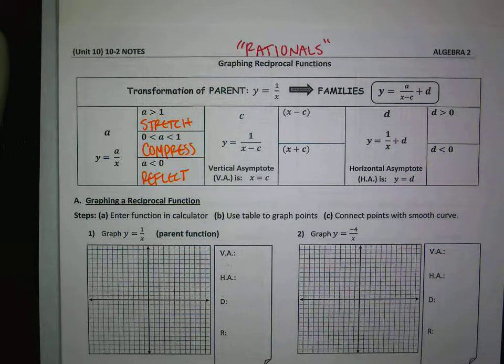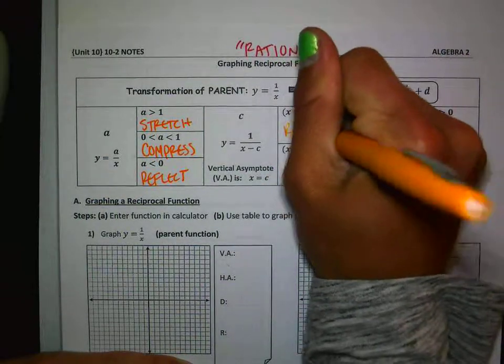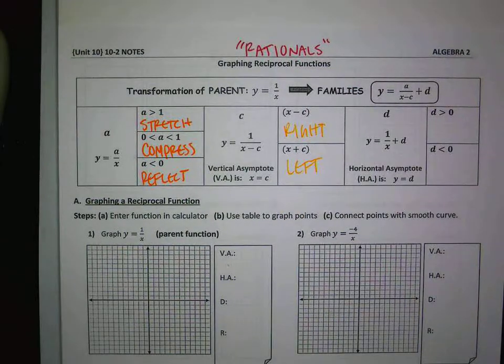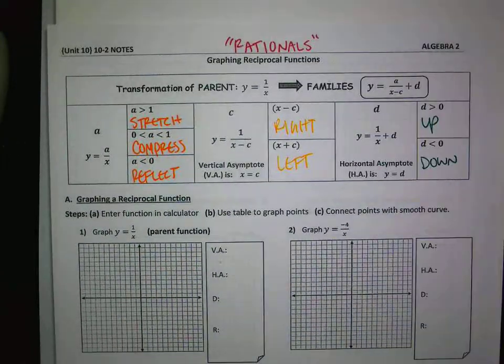All right, for the c value. Now, it's not technically in parentheses, but it is in the fraction. And so it's inside the fraction. So it's still inside, it's still opposite. So if it's a minus c, which way are you going? And if it's a plus c, and then the number on the outside, your d value, that will be your up and down. So if it's positive, you're going up.